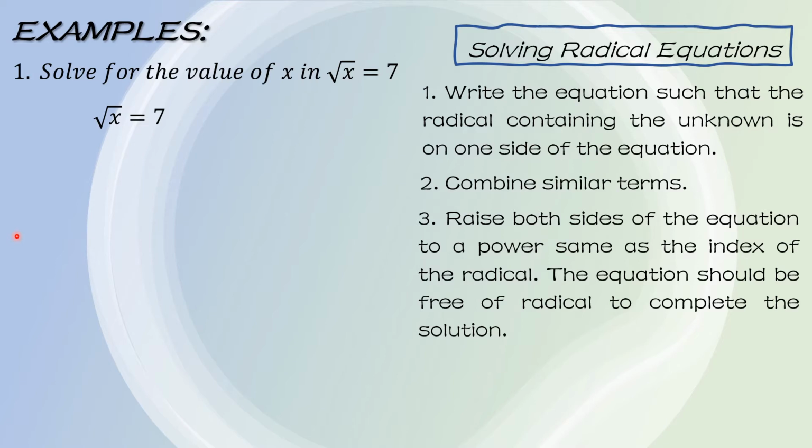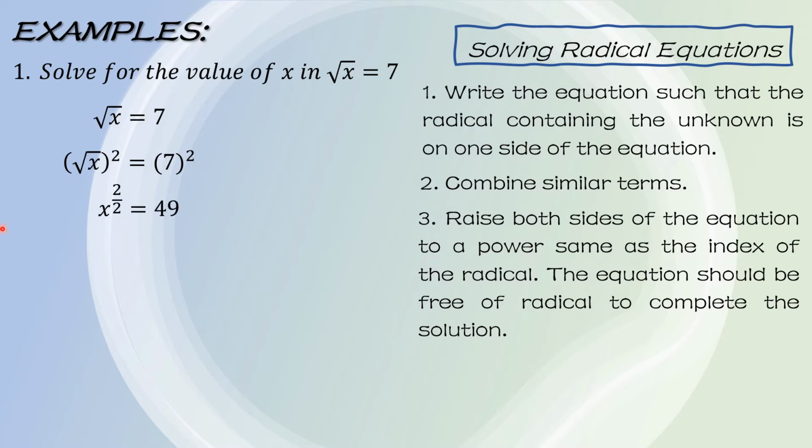Step 3, raise both sides of the equation to a power same as the index of the radical. The equation should be free of radical to complete the solution. So dito, para ma-cancel natin or maalis dito ang square root symbol, kailangan natin sila lagyan pareho ng exponent na katumbas ng index ng radical. So since ito ay square root, ibig sabihin 2 yun nandito. So we have to multiply both sides of the radical equation as squared para ma-cancel natin yung square root.